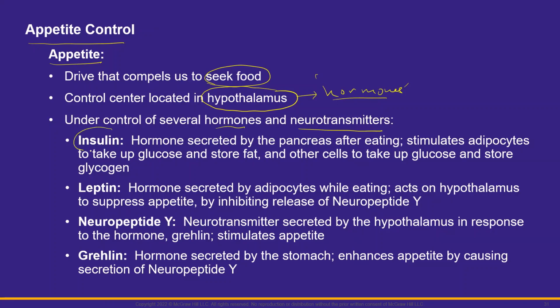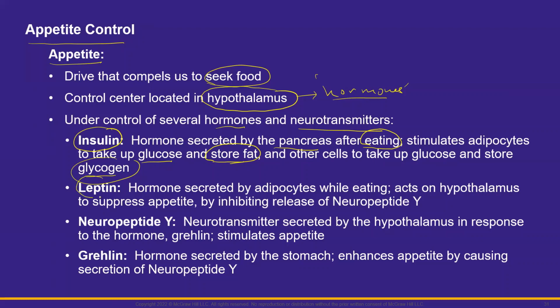For example, insulin. This hormone is produced by the pancreas after eating. Usually we produce insulin after we eat because carbohydrates stimulate the production of insulin. This stimulates the adipocyte to take up glucose and store fat, and other cells to take up glucose and store glycogen. So insulin increases the storage of fat and also the storage of glycogen.